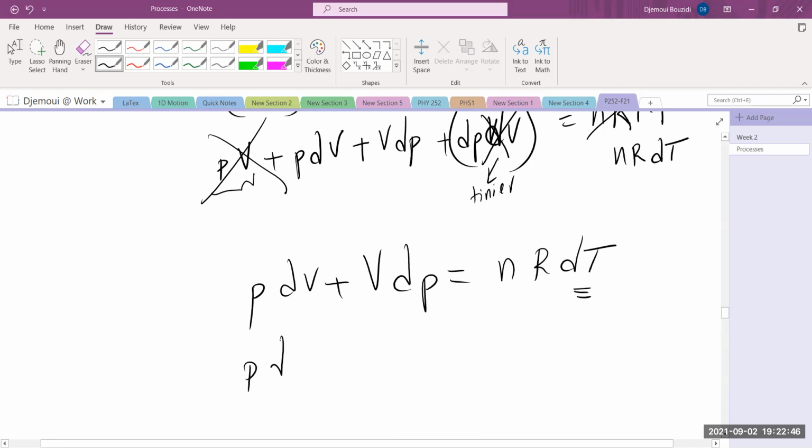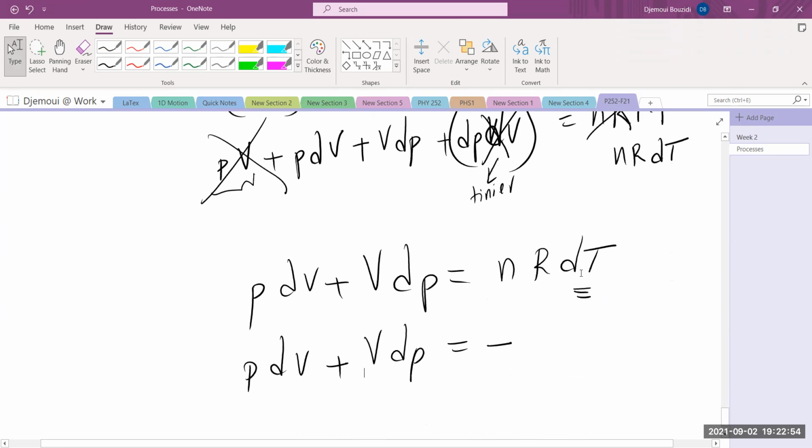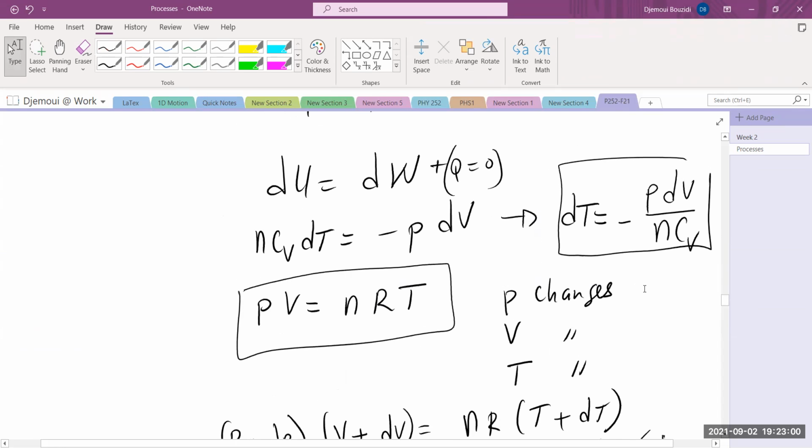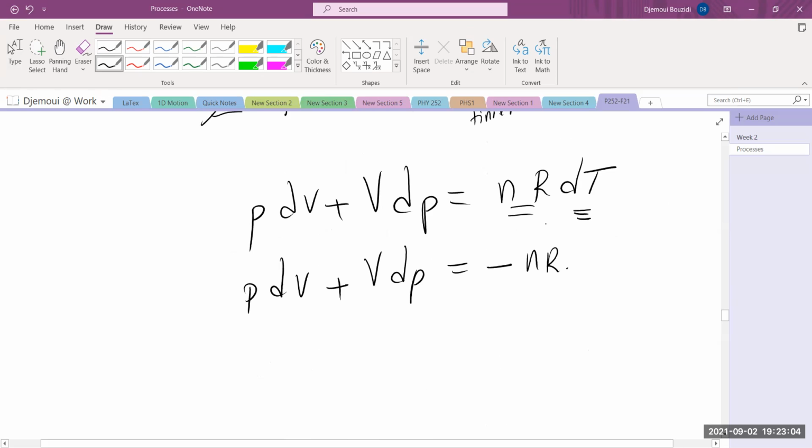This side stays the same. And this side becomes minus, because there is a minus in it. First of all, I have to keep this nR stuff, n times R, times dT. And dT is the one that brought the minus, P dV divided by nCv. It's P dV over nCv. Cancel the n from both sides. That's good.